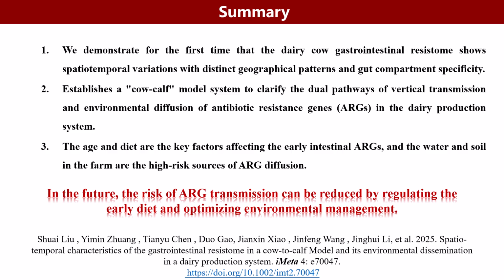Age and diet are the key factors affecting the early intestinal ARGs, and the water and soil in the pasture are the high-risk sources of ARGs diffusion. In the future, the risk of ARGs transmission can be reduced by regulating the early diet and optimizing environmental management.